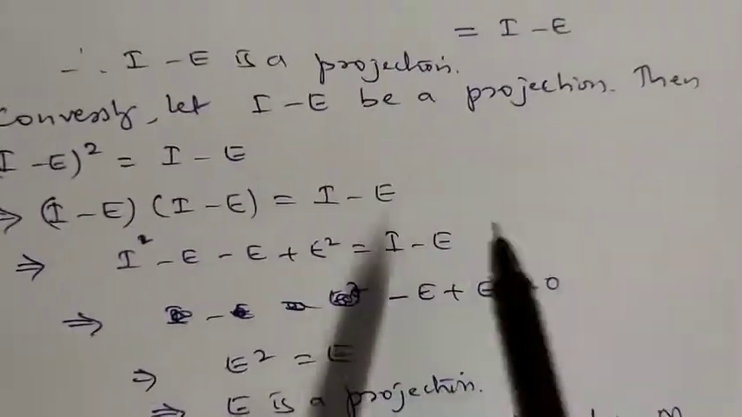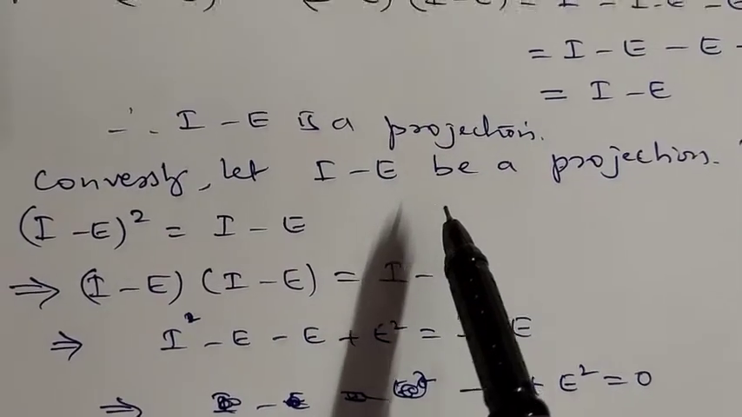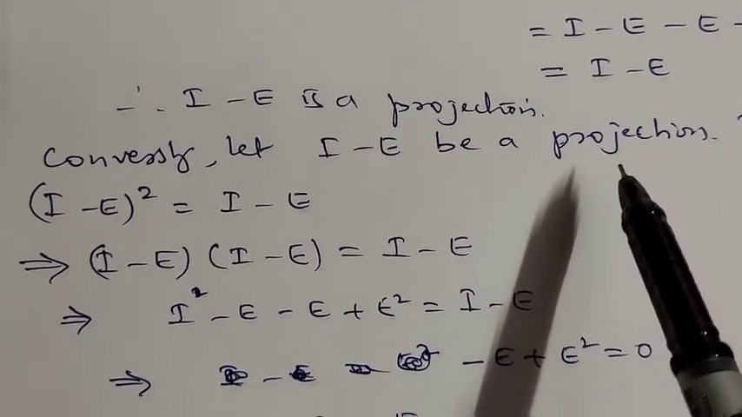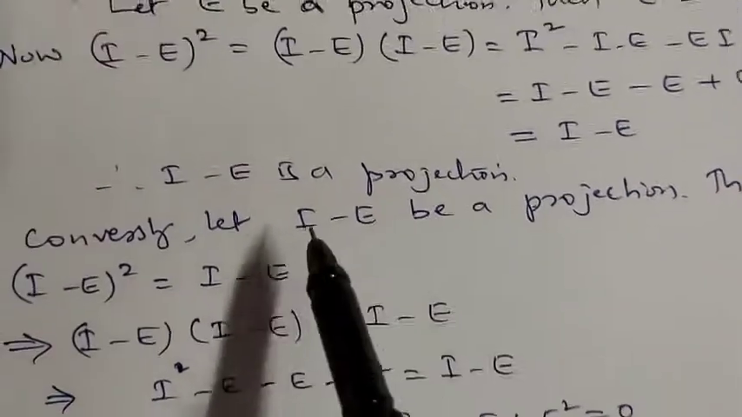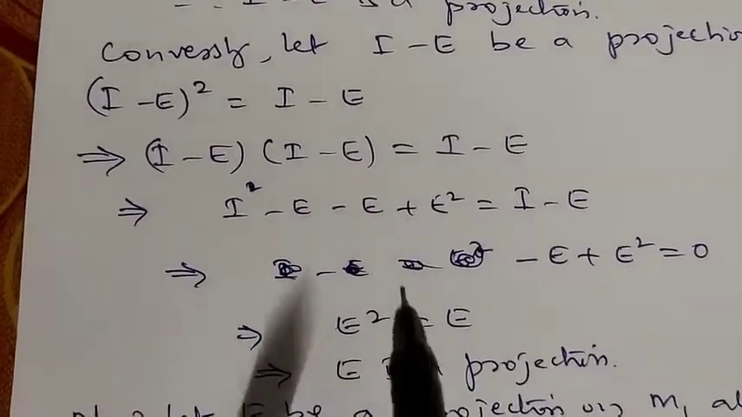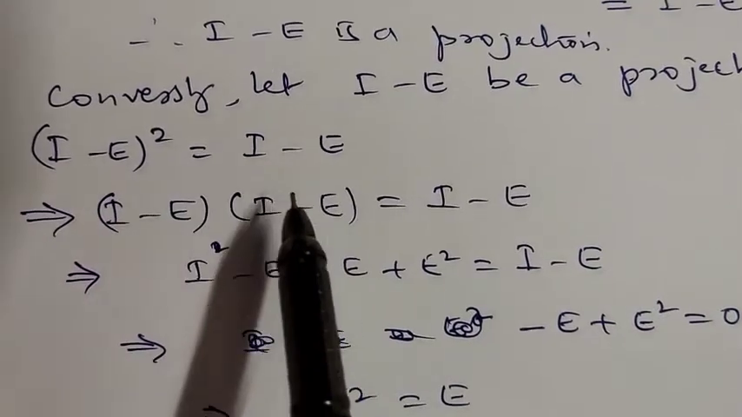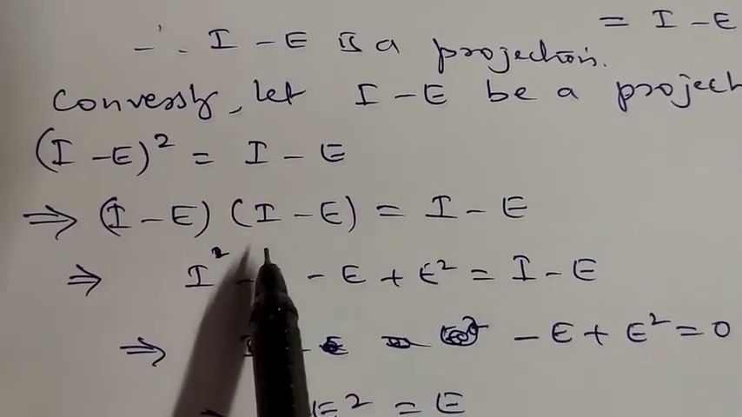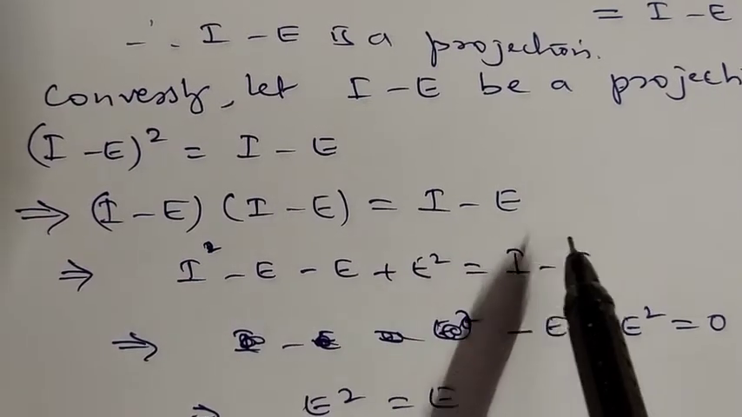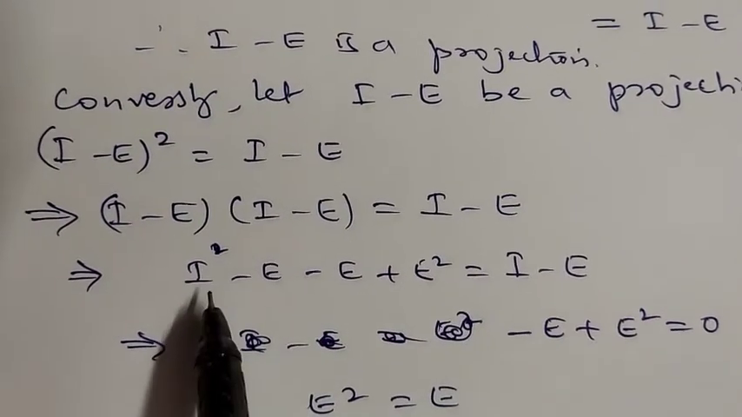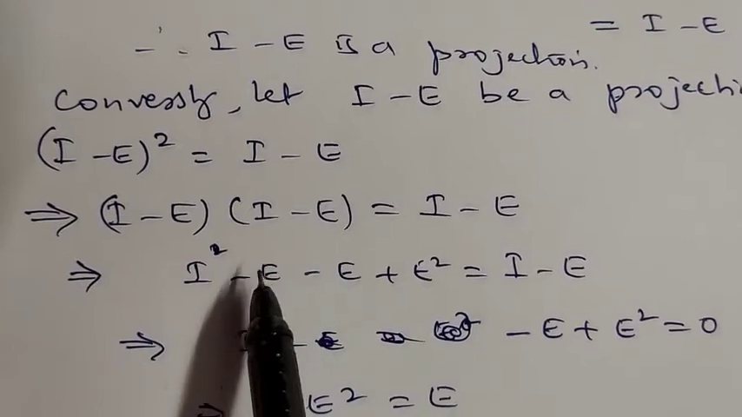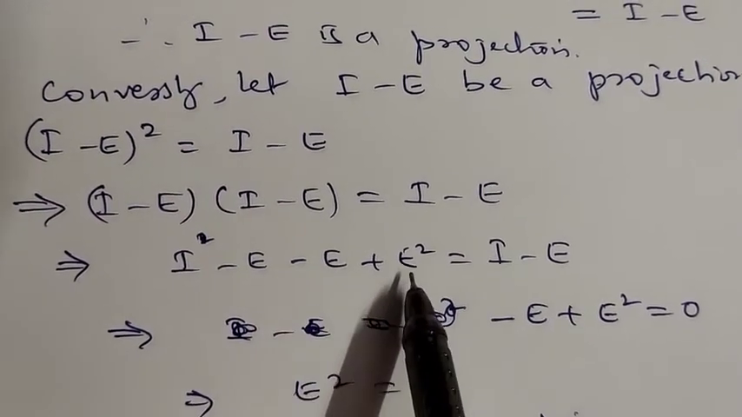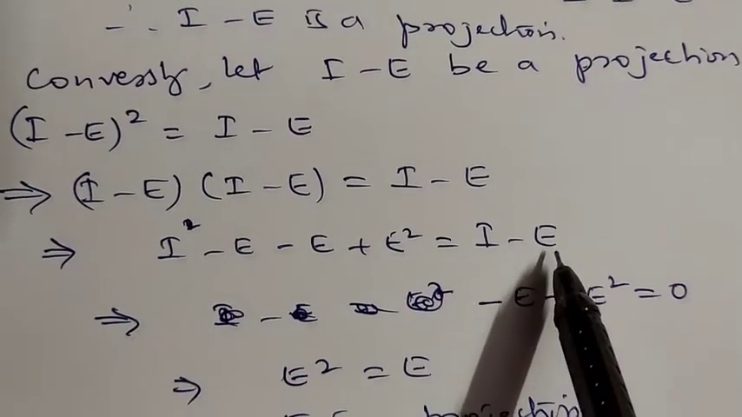Conversely, let I minus E be a projection. What we have to show? E is a projection. Now I minus E is a projection implies what by definition? I minus E whole square is equal to I minus E. So I minus E whole square means I minus E into I minus E is equal to I minus E. Now again multiply this. So I into I square is I itself, I square minus E plus E square is equal to I minus E.